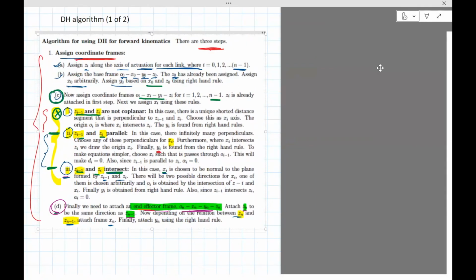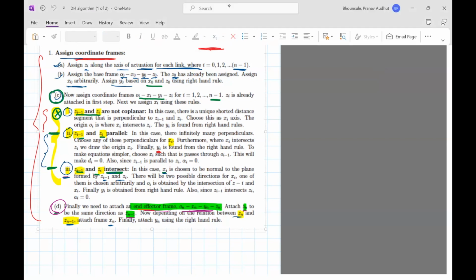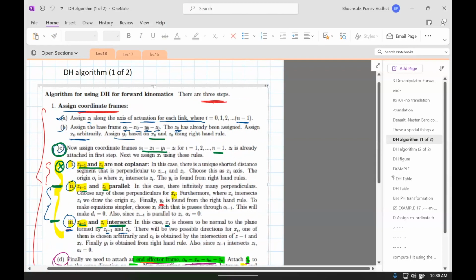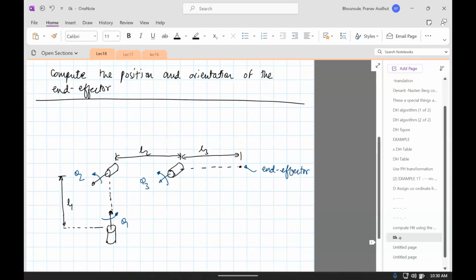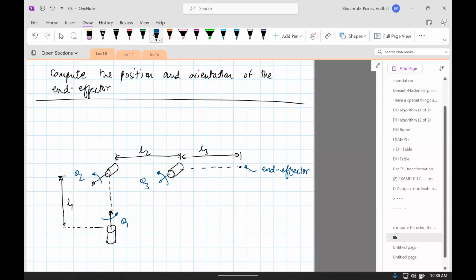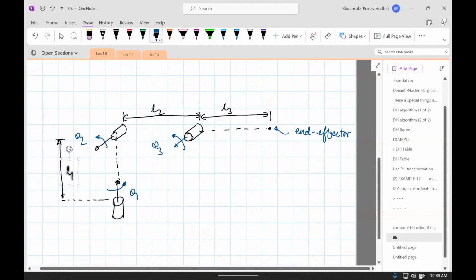The first step is assign Zi along the axis of actuation for each link. I believe that's already been done. So if you look here, we've already assigned, well, not assigned there, we've shown there. So let's just draw it. So here, simply assigning axis to the axis of actuation. So theta 1, this will be Z0. This will be Z1. This will be Z2. Okay, that's the first step.